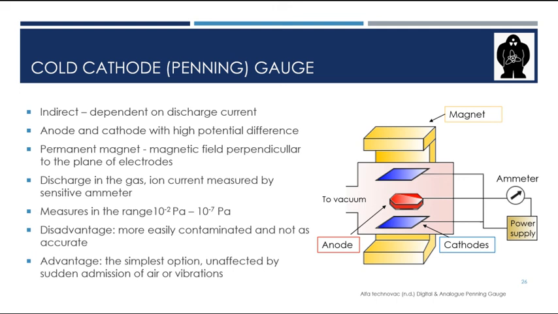The Penning gauge is also dependent on the gas. The gauge is more easily contaminated and it is not as accurate as other tools to measure higher vacuum. However, it is the simplest and most affordable option used for measuring higher vacuum. Also, it is not affected by sudden air admission or vibrations.